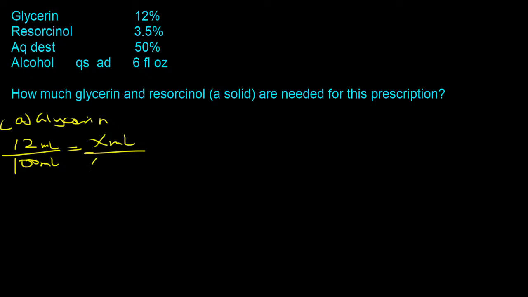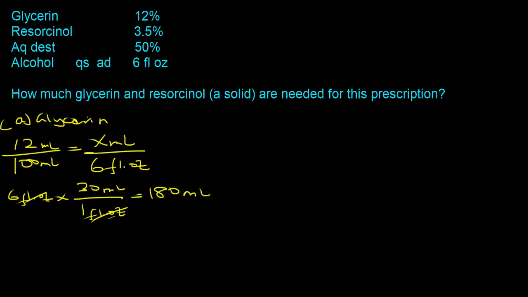Now here we have 6 fluid ounces, which means that we need to convert the fluid ounces to milliliters for this proportion to actually work. So we will do that conversion here. 6 fluid ounces, basically 1 ounce is 30 milliliters. So the ounces cancel out, and that gives us 180 milliliters.